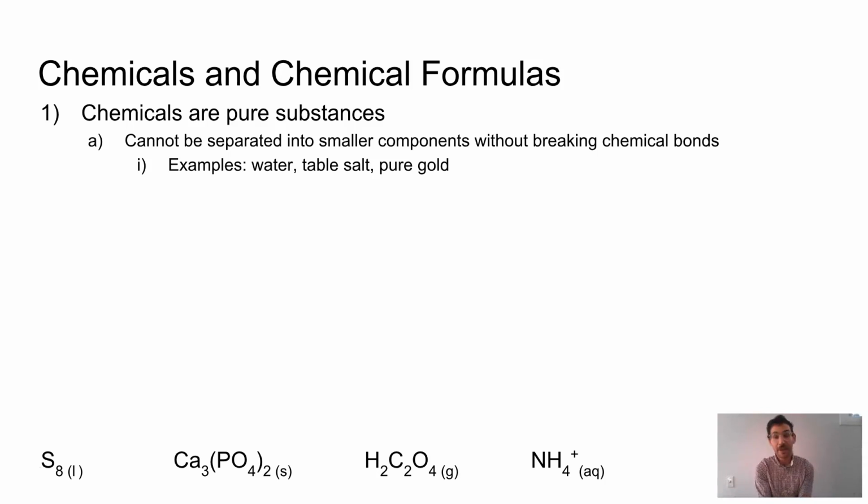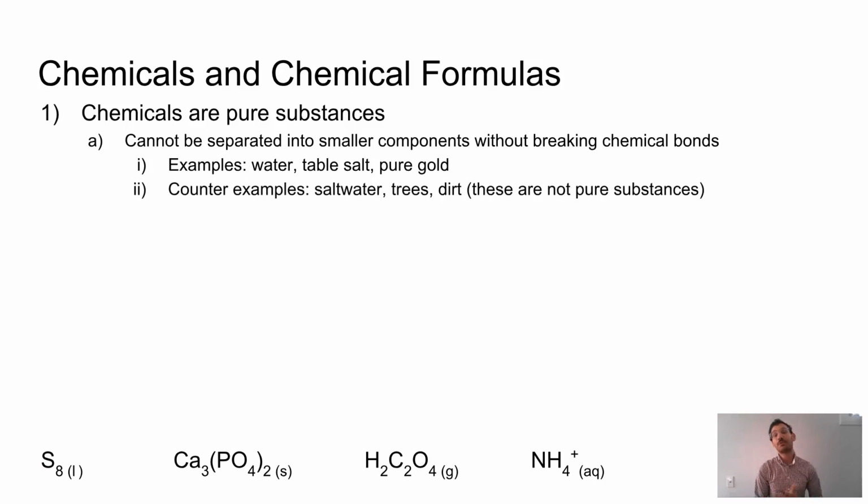Like you could take a pile of table salt and take a scoop out and separate it that way, but you're not making it into different components. It's just different piles of the same thing. Counterexamples would be things like sea salt, salt water, or trees and dirt. Salt water, you can take that. You can remove the water either by evaporation or another process, and you can be left with a pile of salt and a cup of water.